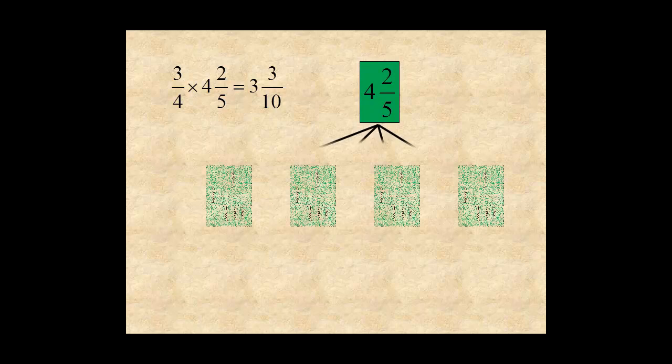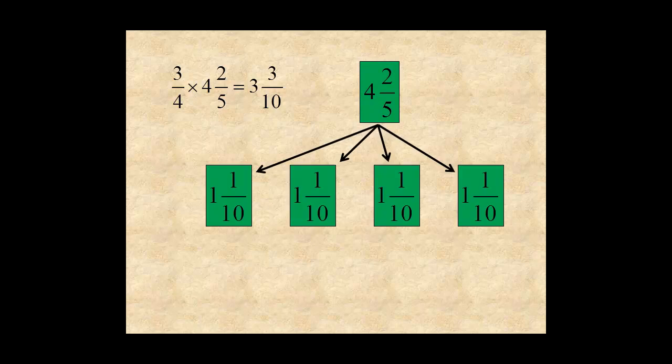Finally, here's something interesting to think about. 3/4 times 4 2/5 means 3/4 of 4 2/5. So if you start with 4 2/5 and divide it into 4 equal parts, each part is 1 1/10. If you add 3 of these parts together, you get 3 3/10.